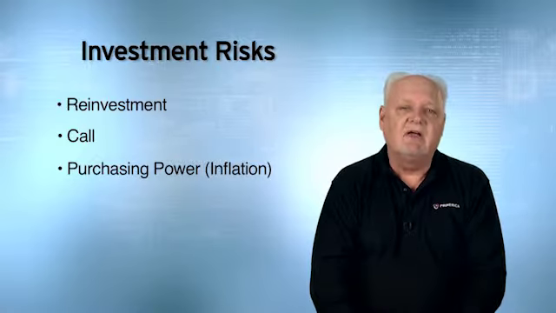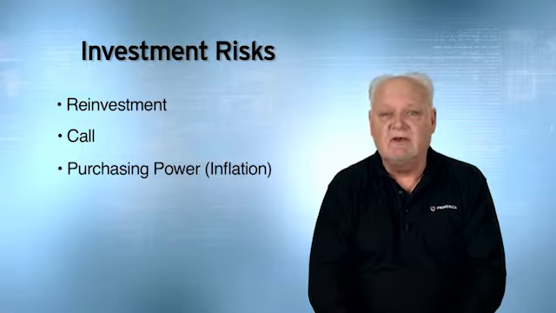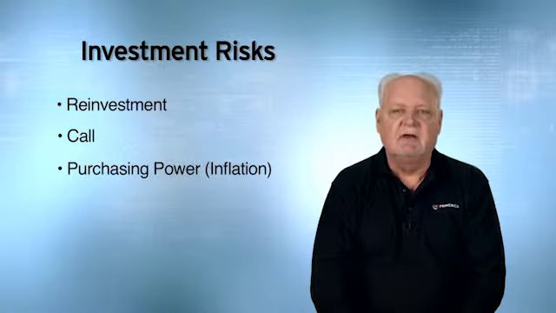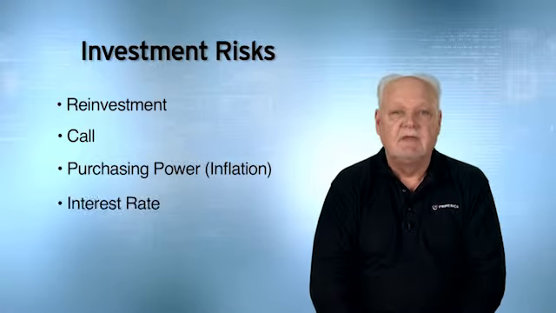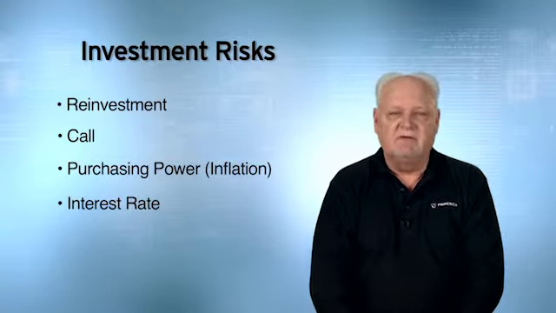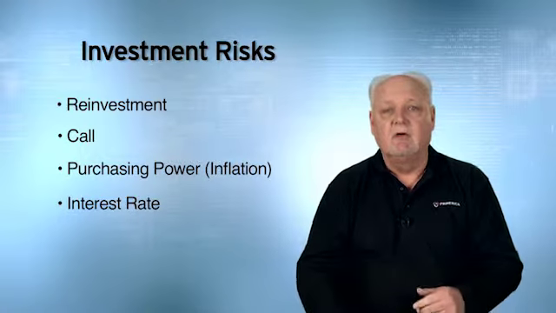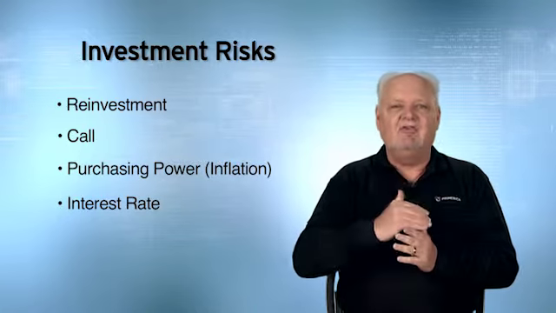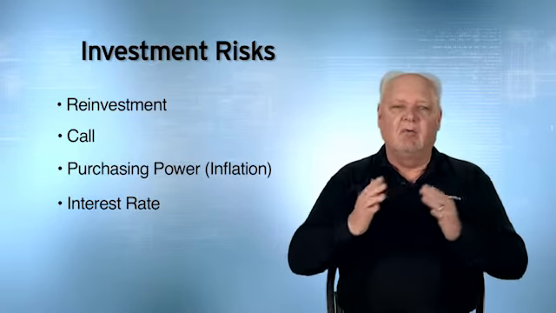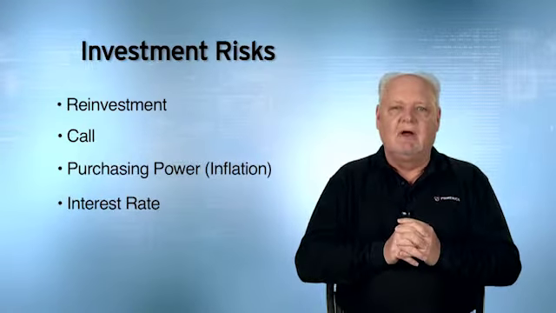Also, inflation risk would be something we would assume with a fixed annuity, and we're going to talk about the fixed annuity a bit later. Interest rate risk. This is the risk that if interest rates go up, the price of bonds go down. Interest rate risk and market risk are really the same thing as it relates to bond prices.